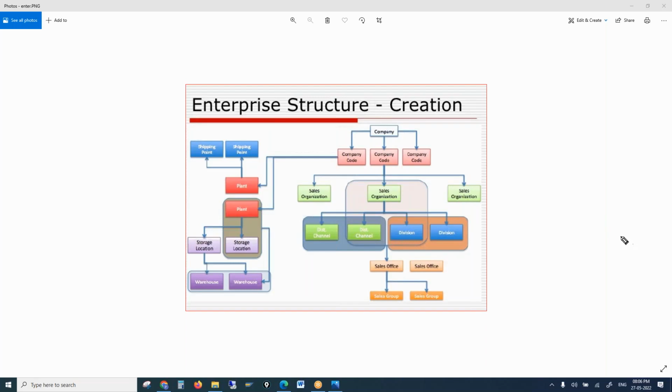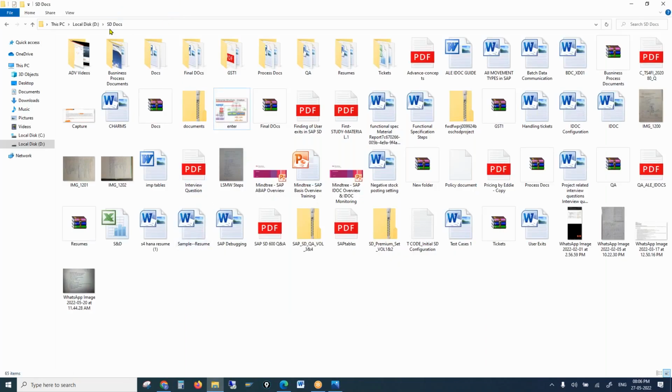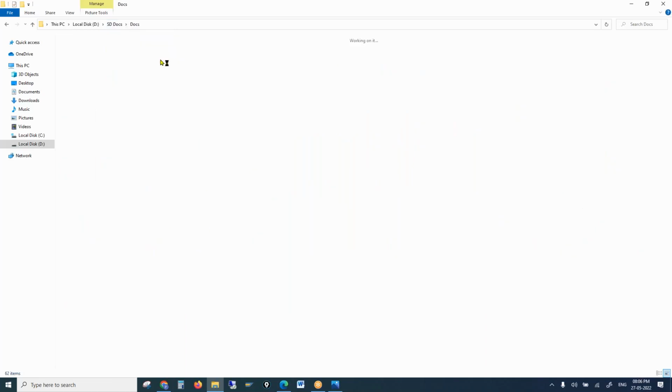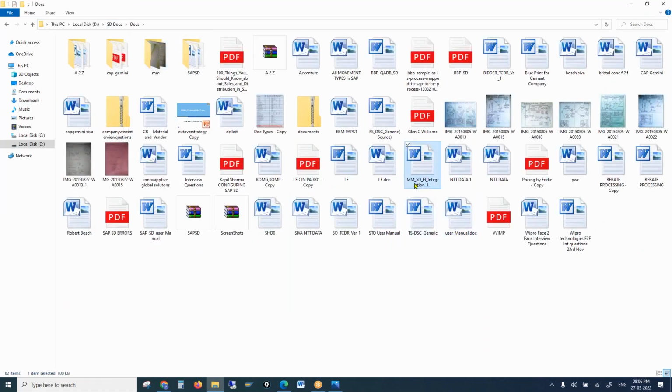Even in learning, we cannot learn only the SD module. We should also know integrations. Without integrations, you cannot even try an SD process. So wherever SD, FI, PP integration happens, we will be discussing all the integrations. Every possible integration between these modules we will discuss, and these integrations are already documented. If you see the folder I have sent to you, these integrations are documented. In the SD, FI integration document, you see every possible integration which will happen between SD, FI, and other modules.